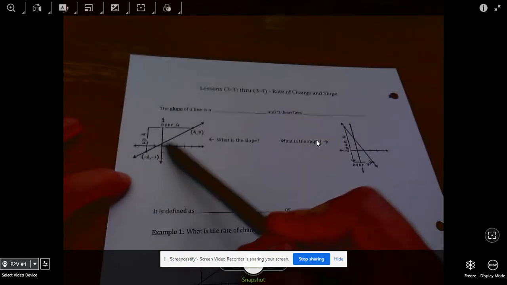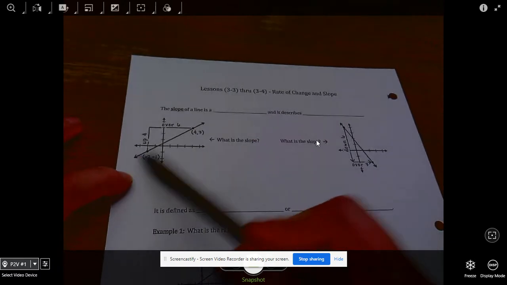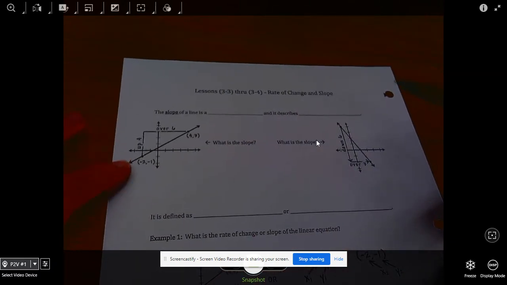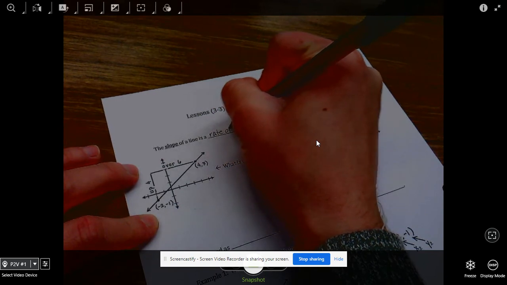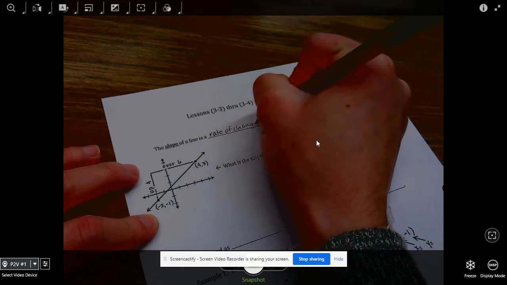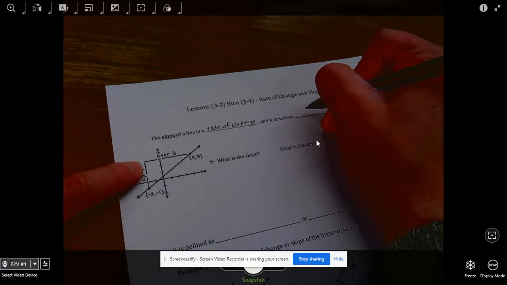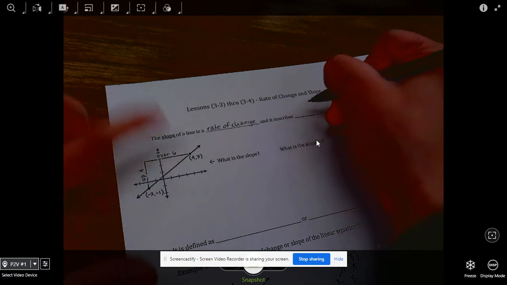When we have a line, the gradient, okay? So the slope of a line is a rate of change, and it describes the rise over the run. So it describes how far you go up and how far over.